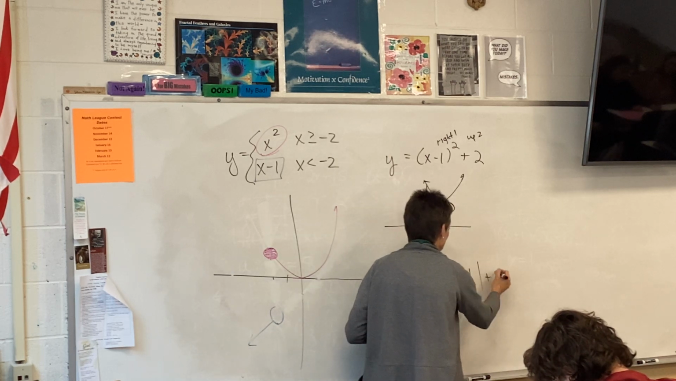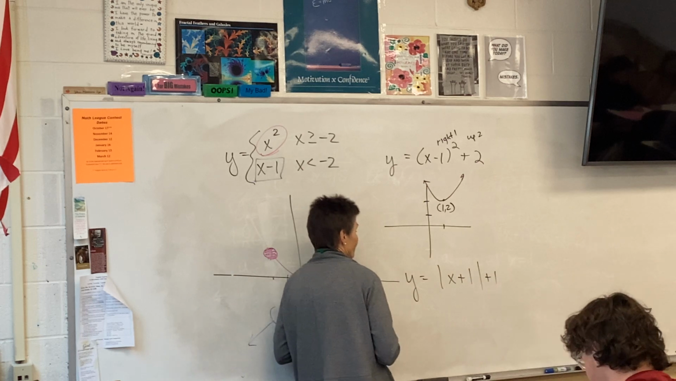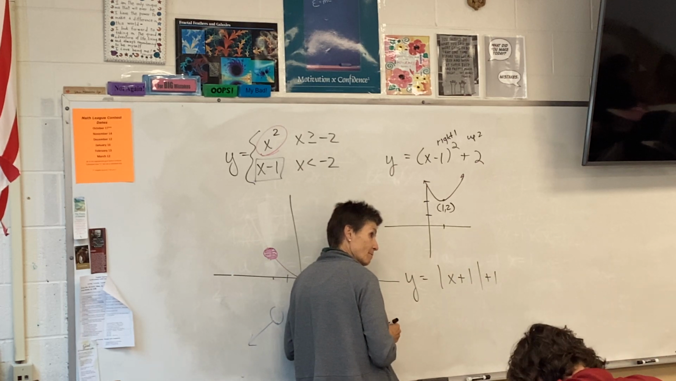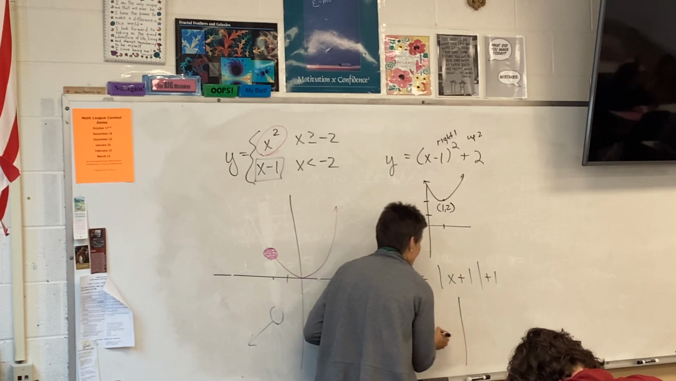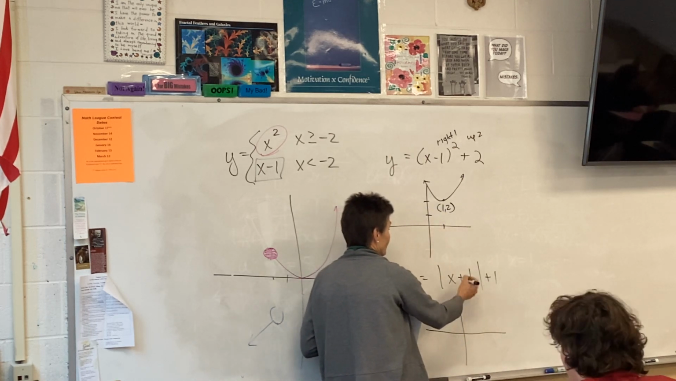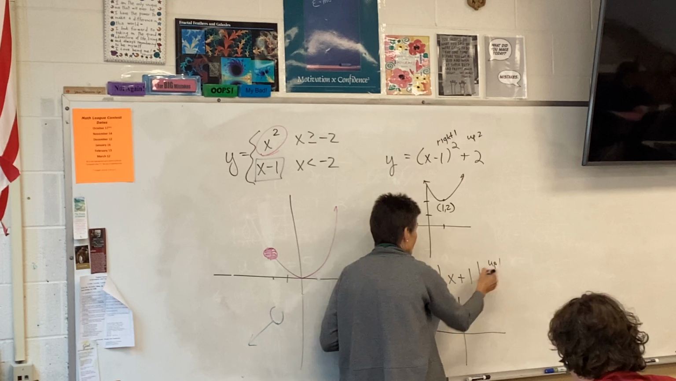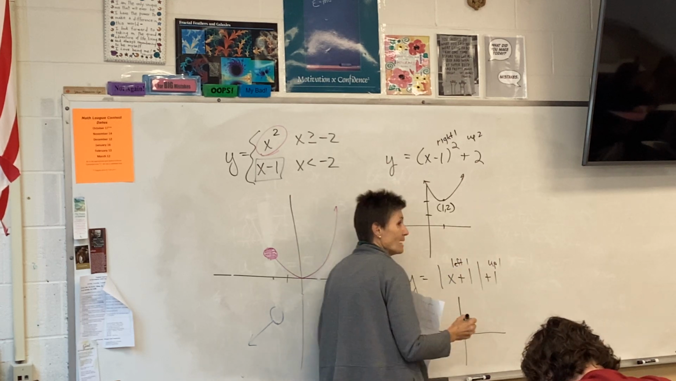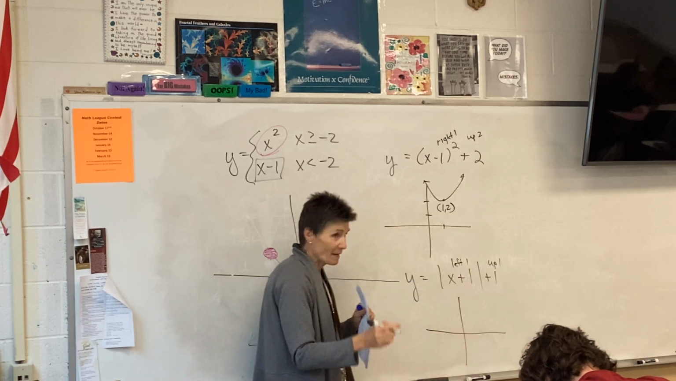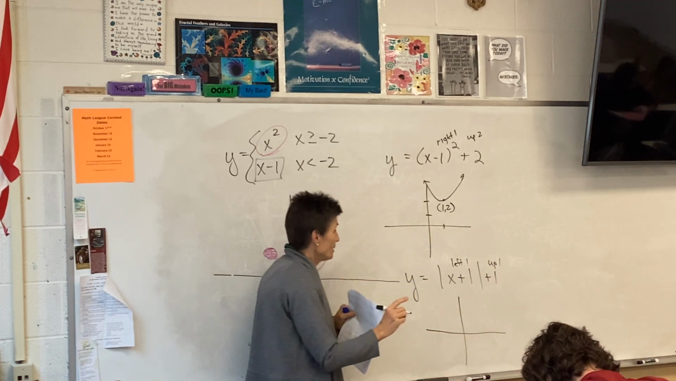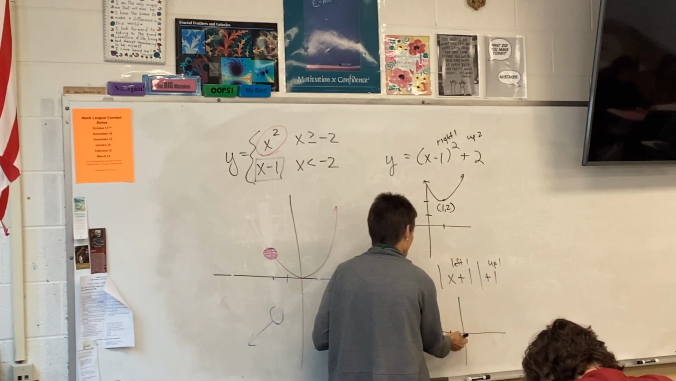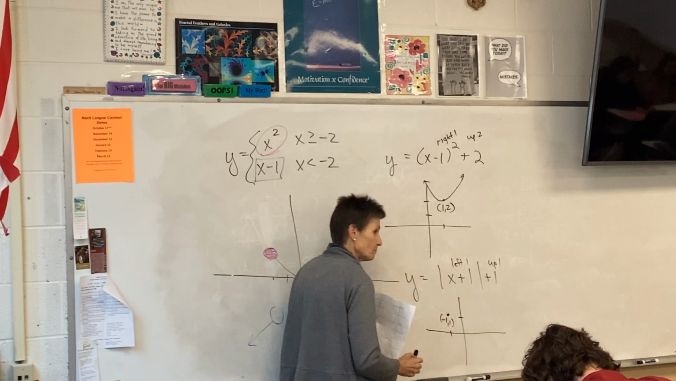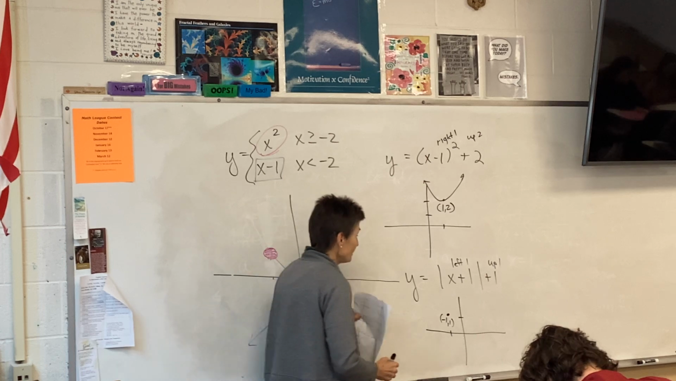What's this one? Absolute value, which means it's going to be a V. What has happened to the V? This goes up 1. What about this one? Left 1. Remember, every number has an impact. So pay attention to all the numbers. So we're going left 1 and up 1. So that's this point right here. And it's a V.